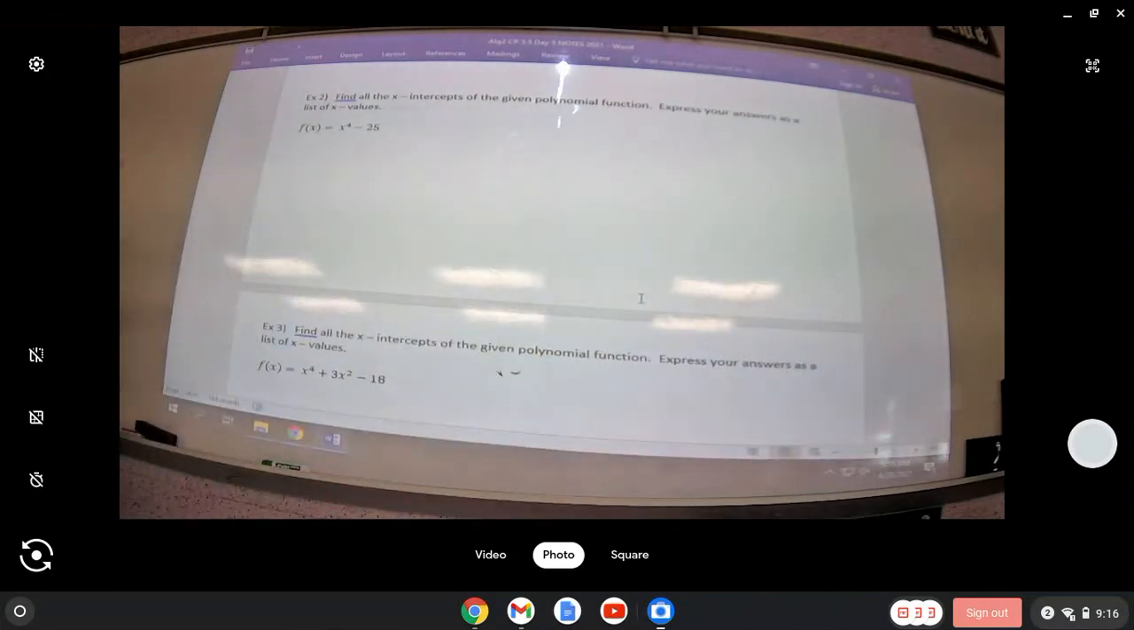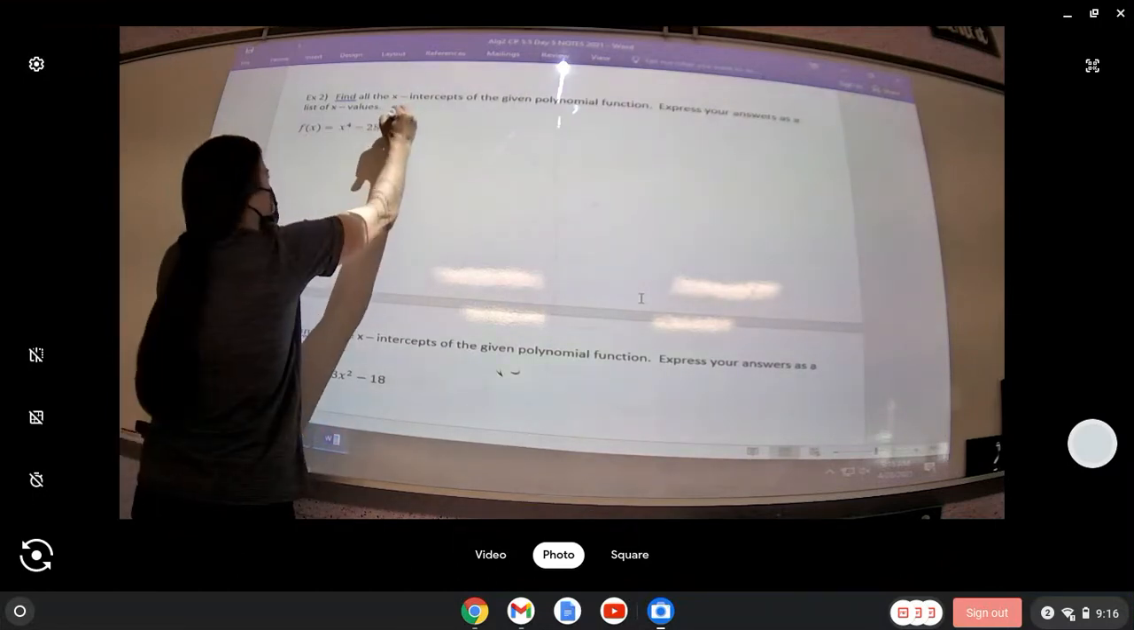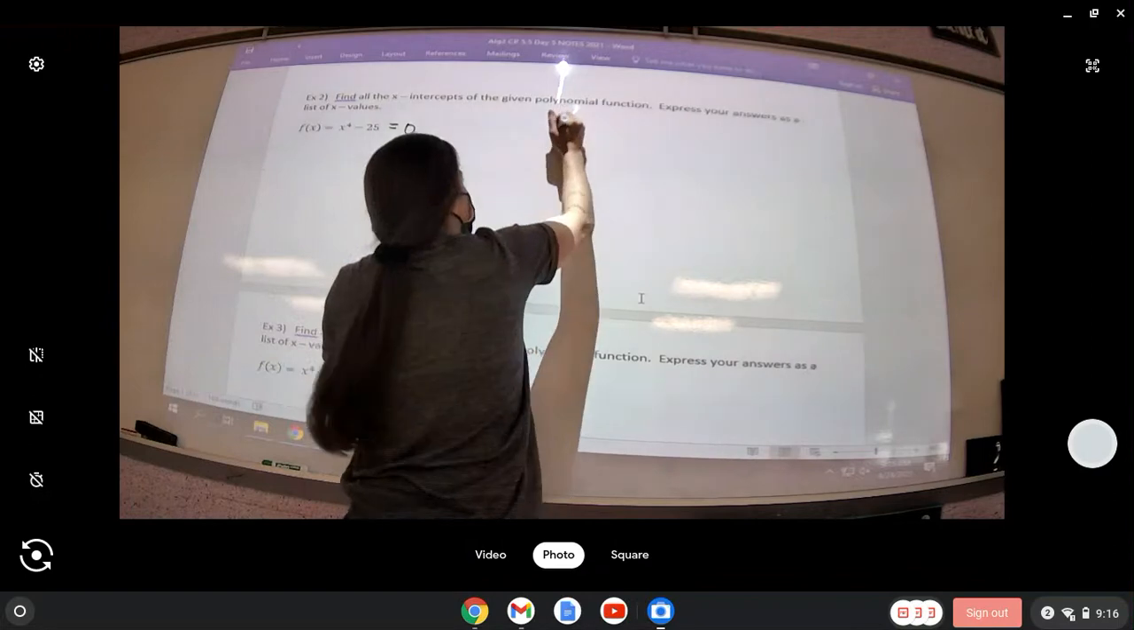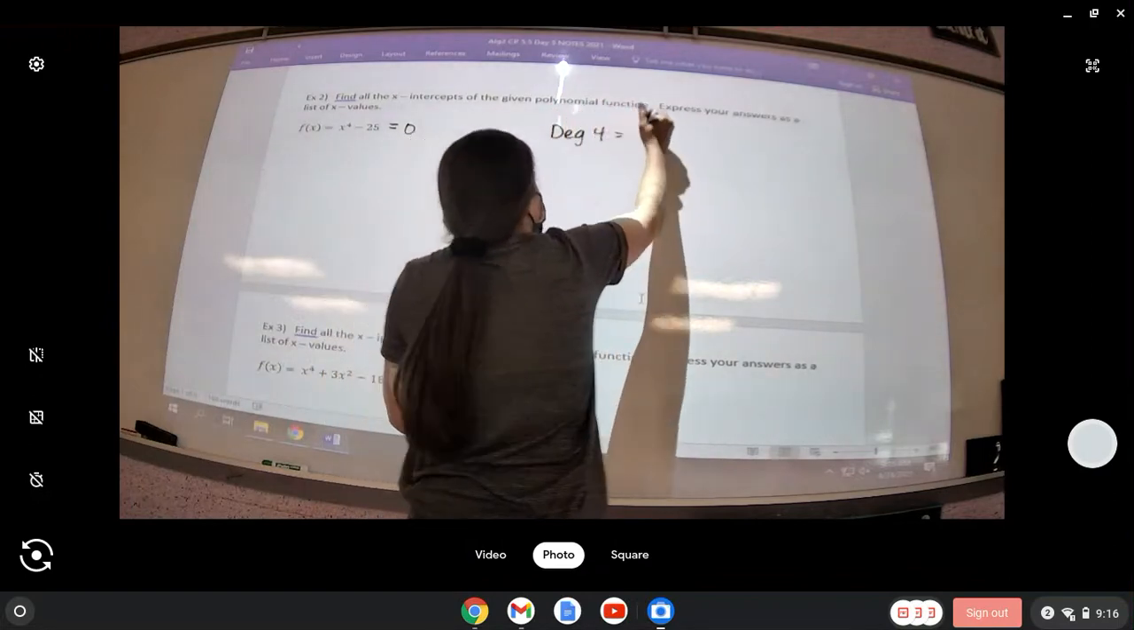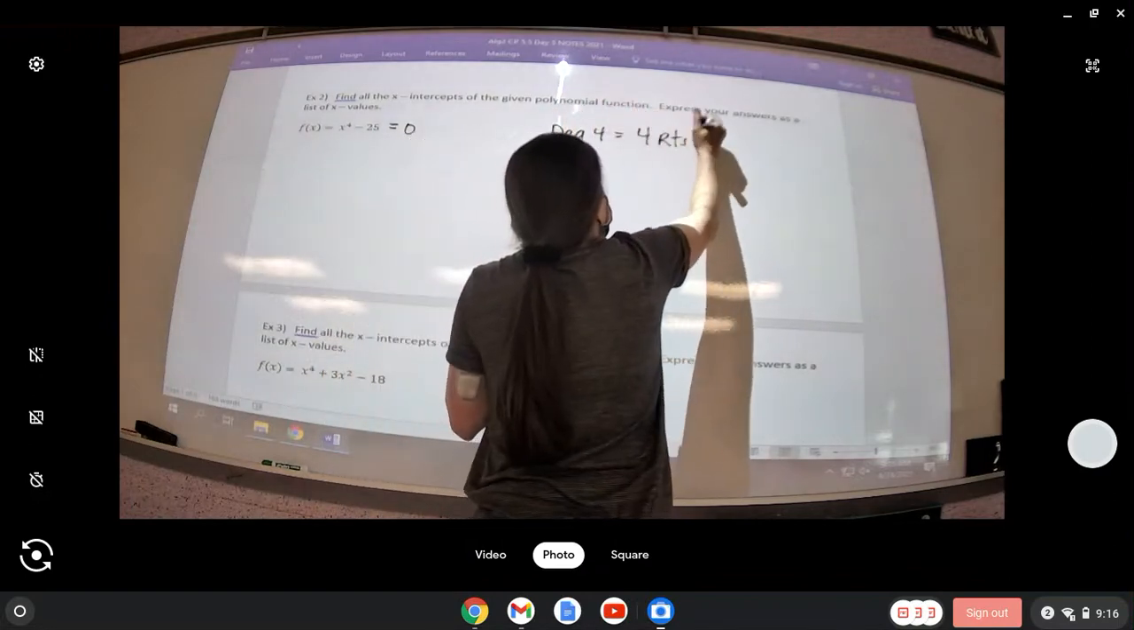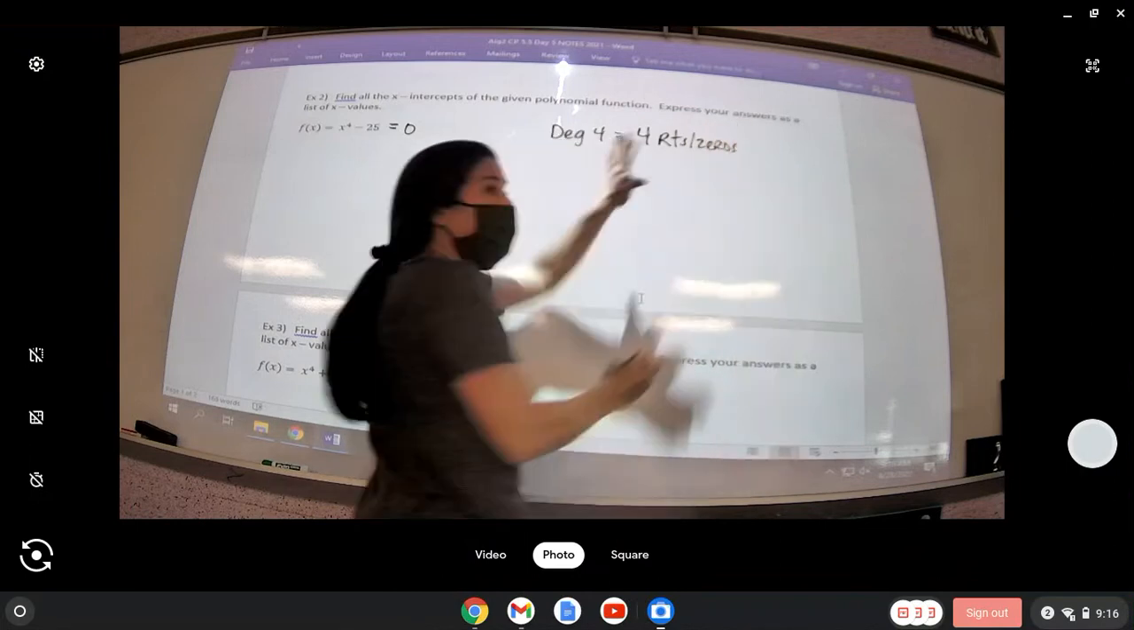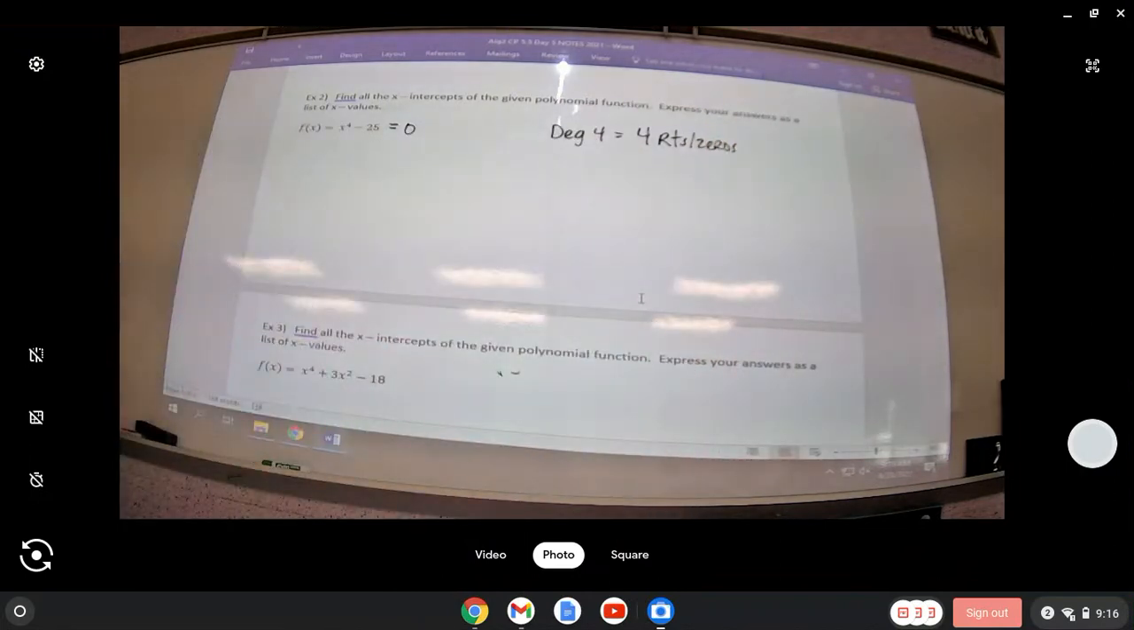All right, guys, same thing. Find all the x-intercepts. We've got to find the roots, we've got to find the zeros. So let's set this equal to 0 and start solving. This is a degree 4, so it should have 4 roots, 4 zeros at the end. But if any of those 4 answers are imaginary, we don't include them.